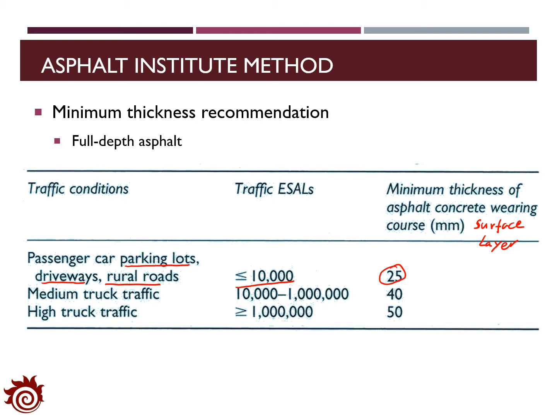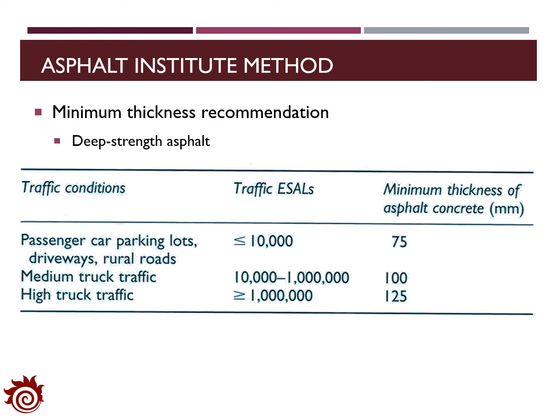For the medium truck traffic, where the ESAL is between 10,000 and 1 million, the minimum thickness of the surface layer should be 40 millimeters. For the road with heavy truck traffic, which means the ESAL is higher than 1 million, then the minimum thickness should be 50 millimeters. Similarly, there are some recommendations for the deep strength asphalt pavement.